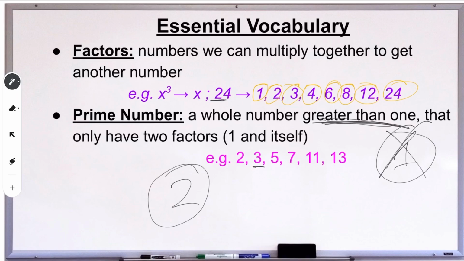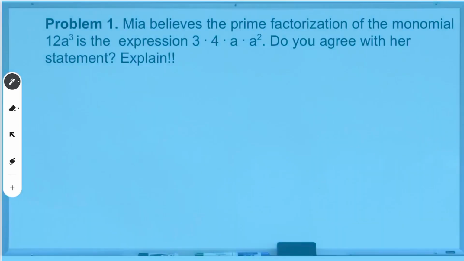Then we have 3, 5, 7, 11, and 13. These are some more examples of prime numbers because their only factors are 1 and itself. The list can go on forever and ever because the list of prime numbers is infinite. And let's get into some work.